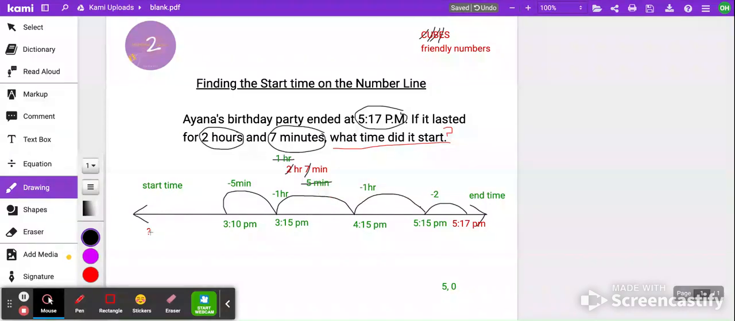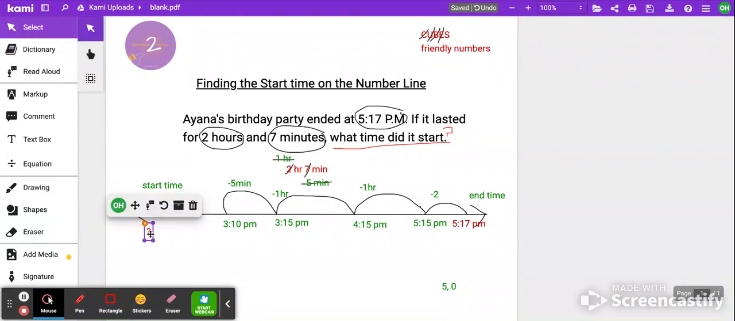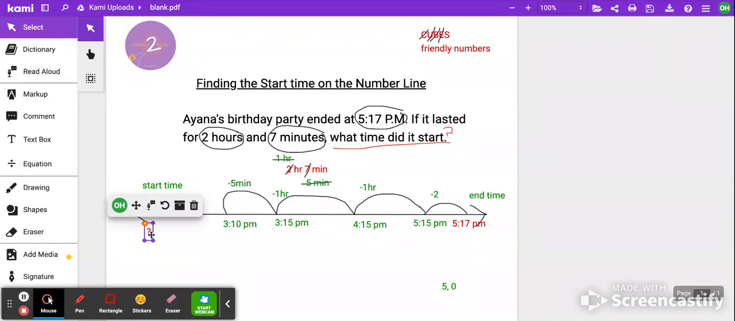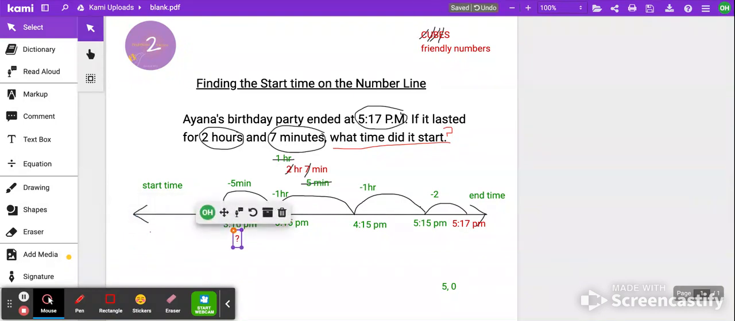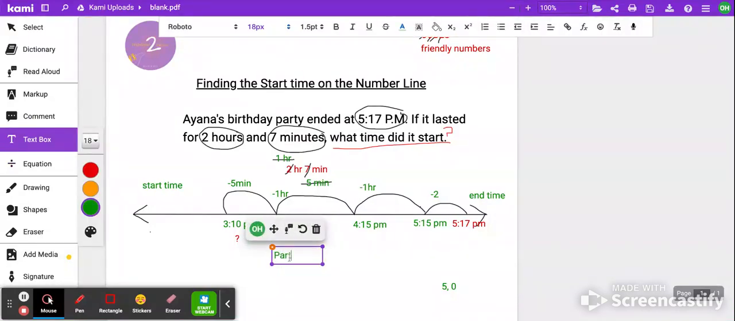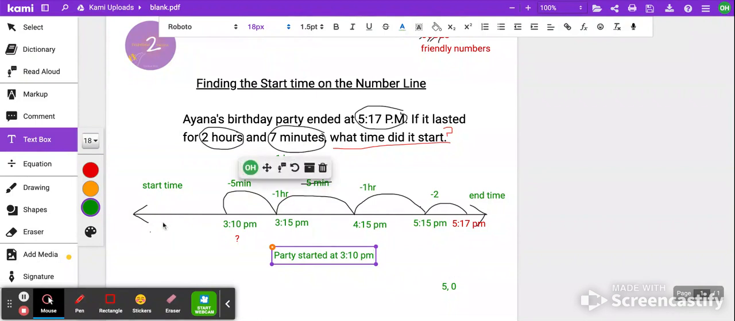And now the mystery has been solved. I, at this point, know what time the party will start. I'm trying to get this box to move over. Here was the mystery, which has been solved. And we answered the question, what time did the party start? Well, the party started at, I'm going to write the answer right here. Party started at 3:10 p.m. It's very important, after you finish decreasing or increasing your times, that you actually write what the answer is.